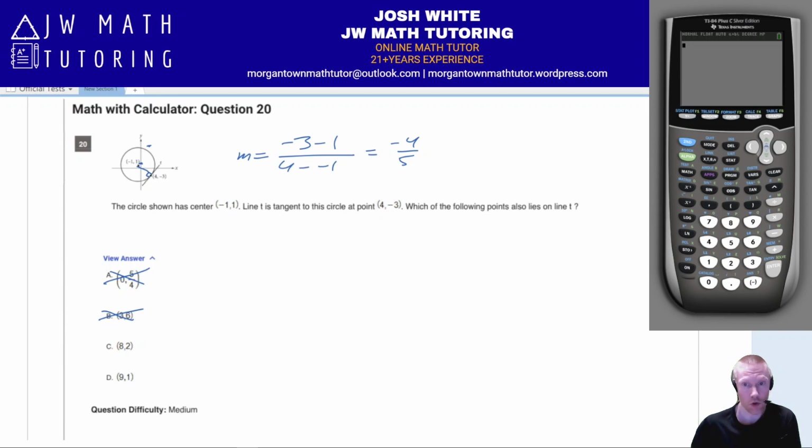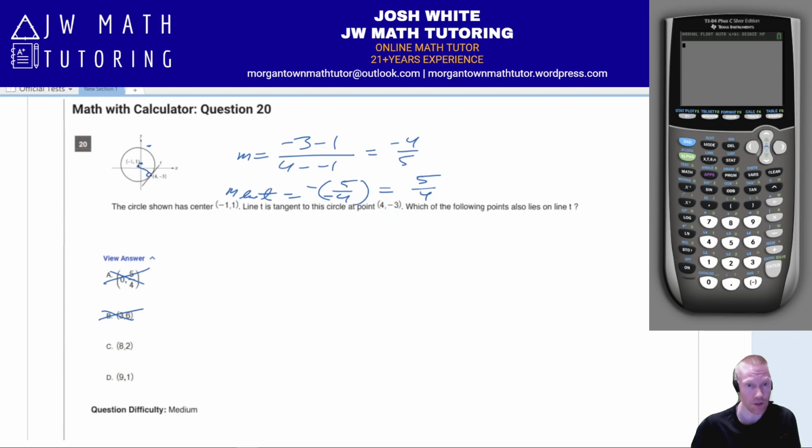That means the slope of line T will end up being the opposite reciprocal of the slope of this line segment I just calculated. So again, for the slope of line T, it's just going to be the opposite of the reciprocal. So we'll take the 5/4 and flip it. Therefore, the slope of line T is just going to be positive 5/4.